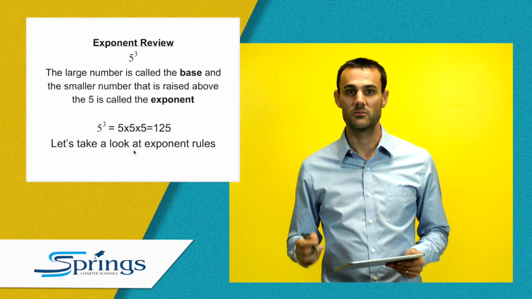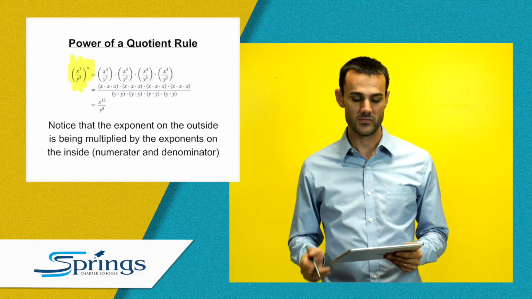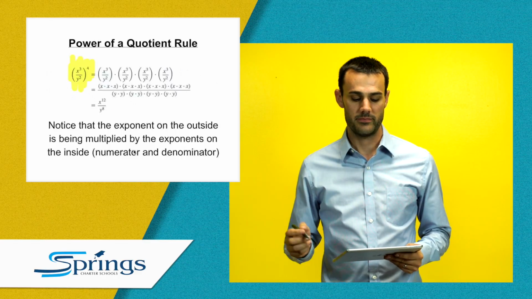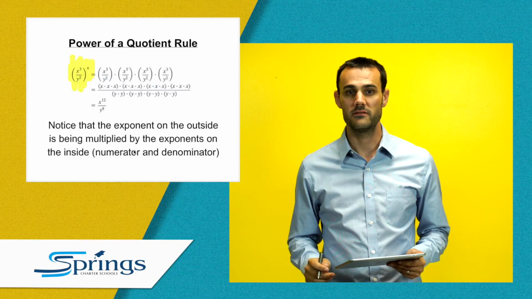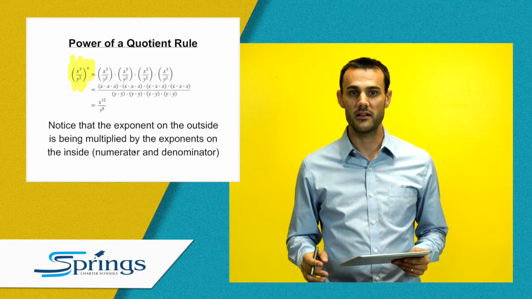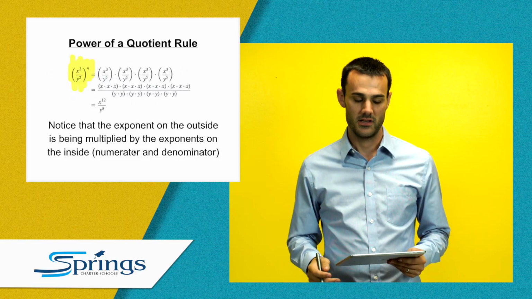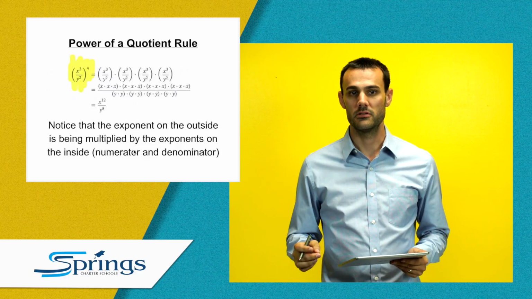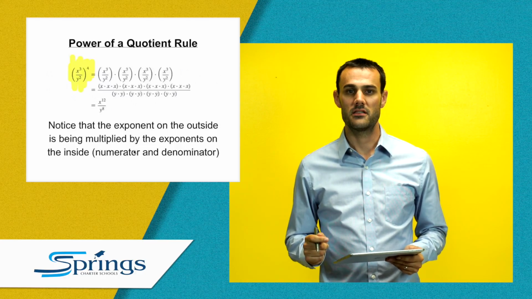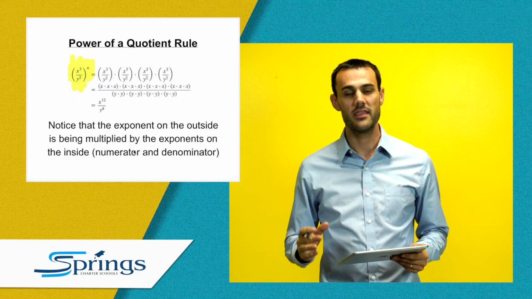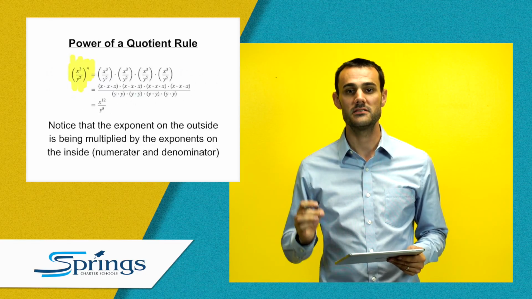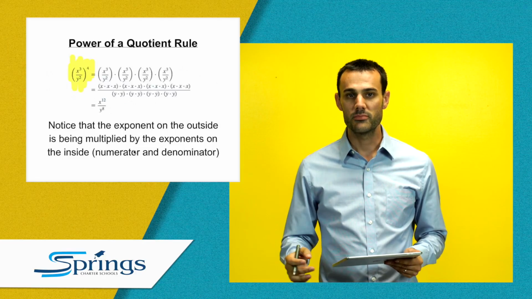Let's get started looking at some rules of exponents. First rule we're going to talk about, power of the quotient rule. I know this is a huge graphic and it looks very confusing and daunting, but we're going to break it down in a simple way that will help you understand. Highlighted in yellow is our actual problem. We have x raised to the third power over y squared, wrapped in parentheses, and then that entire quantity is raised to the fourth power. So let's break it down.